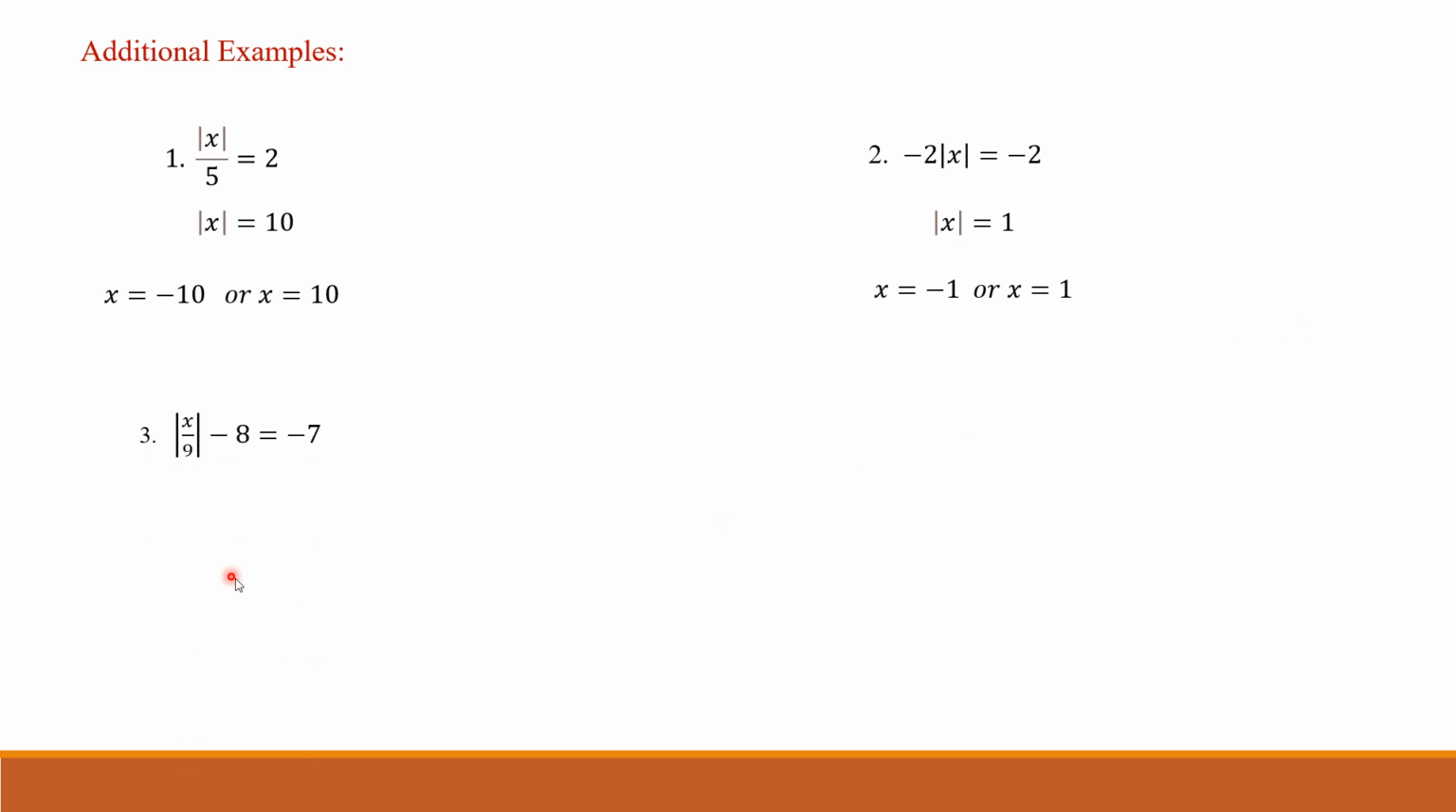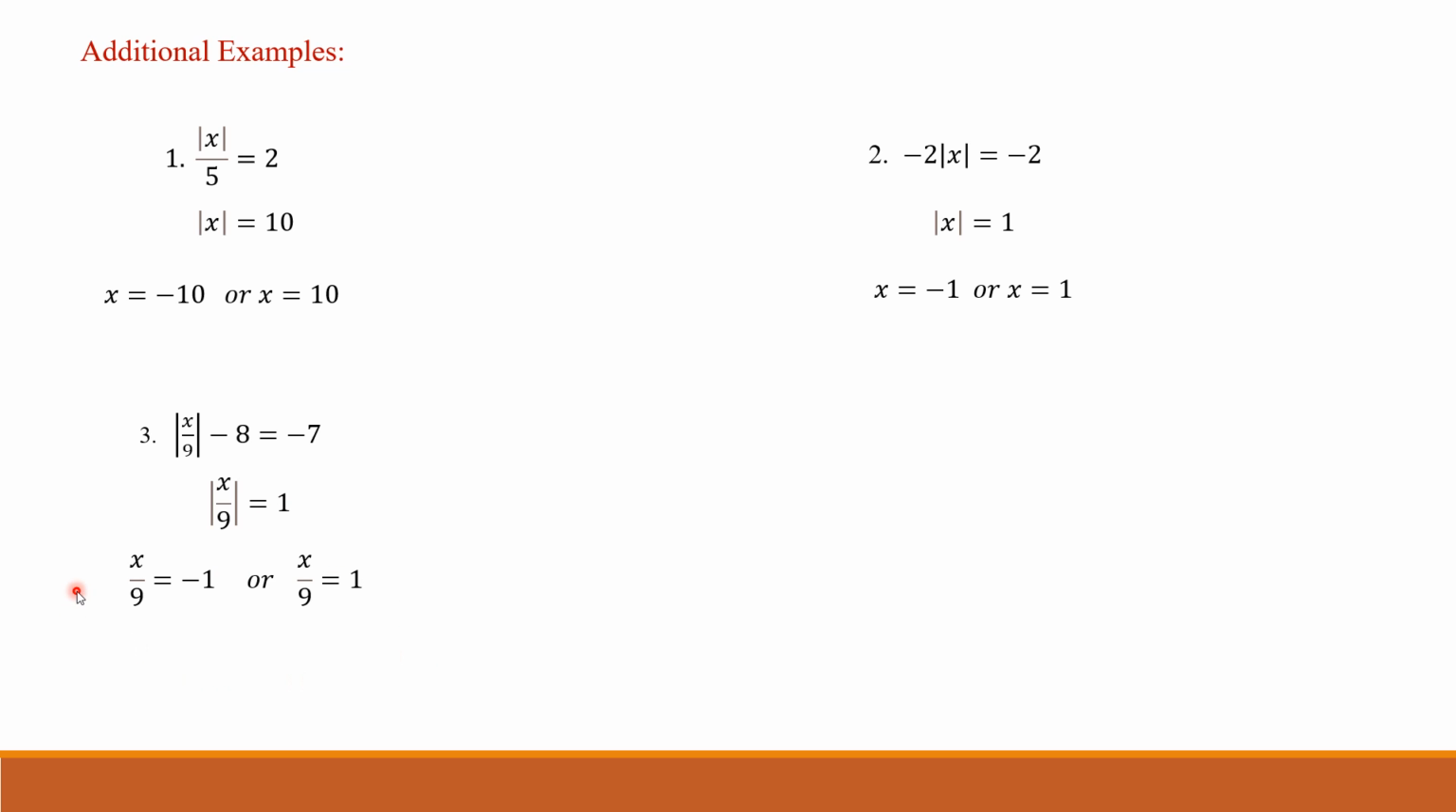Our third example, we have the absolute value of x over 9 minus 8 equals -7. So we need to isolate the absolute value expression by adding 8 to both sides. And we get the absolute value of x over 9 is equal to 1 when we add 8 to both sides. Now we have our absolute value expression by itself. We need to separate this into two cases. So the expression comes out x over 9 equals -1 or x over 9 equals +1. Remember the right side, you have a negative and you have a positive.